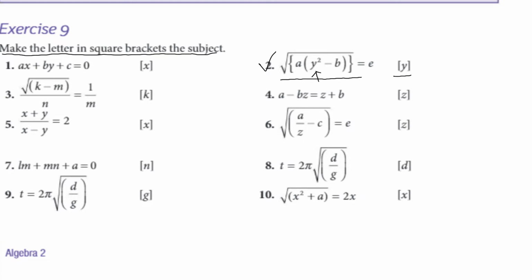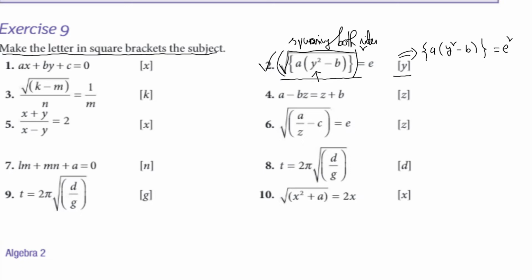To remove the square root from the left side, we need to square first on both sides. So it gives a second bracket, inside the bracket whatever is written, we need to write like this, y square minus b, then close the bracket, and on the right side we can write it as a e square, because we are squaring both sides. If I square the left side, it cancels out the square root, so that part is remaining.